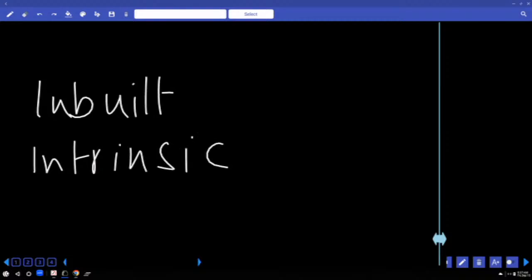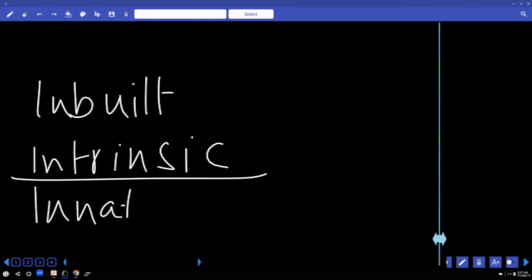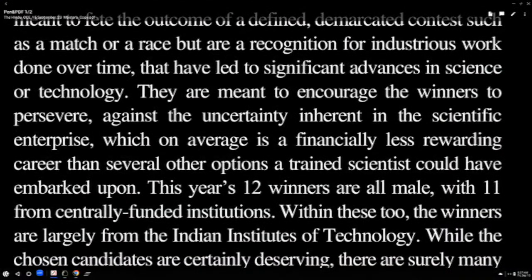Inbuilt, intrinsic, inherent. All these go together on a particular plane. Intrinsic, inbuilt. Also write the word innate. Innate is also an important word. Part of one's personality. Have you copied? It talks about the same.